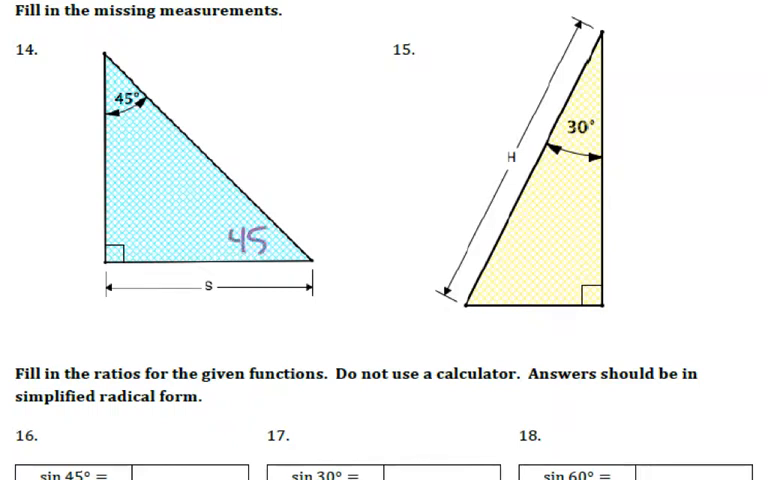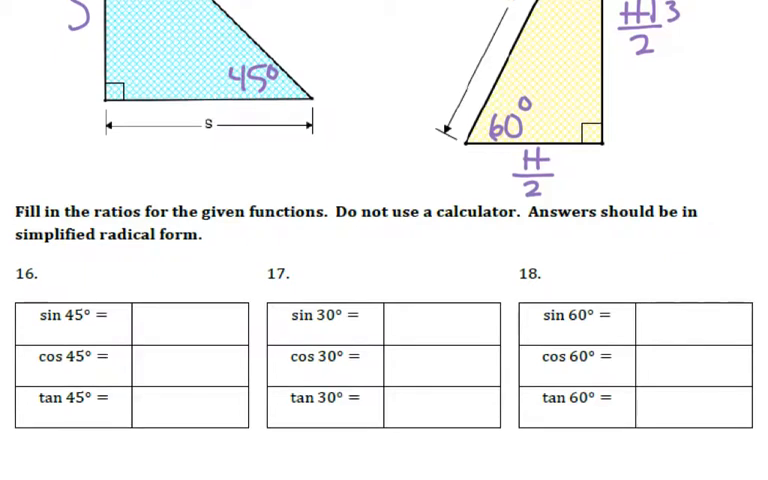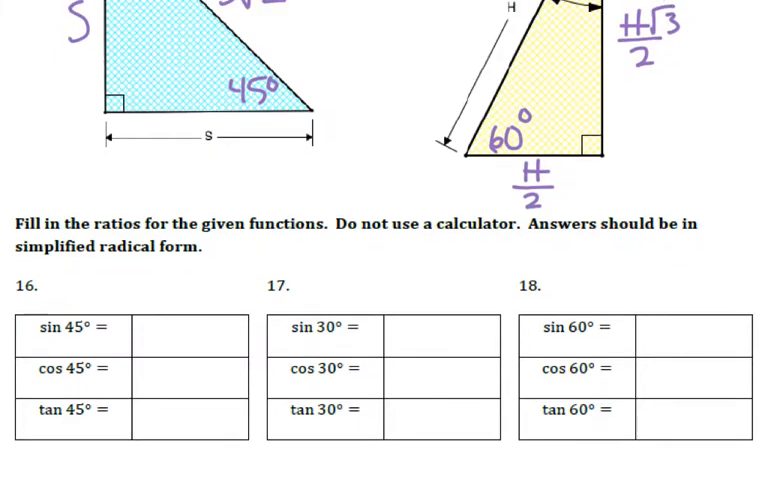So this would be 45 degrees again. That's a side length, so it would be the side length times the square root of 2, and that would be the side length. For the 30, 60, 90, we know the hypotenuse, so that would be the hypotenuse over 2, and that would be the hypotenuse over 2 times the square root of 3. And that would be 60 degrees. So then, it says fill in the ratios for the given functions. Do not use a calculator.